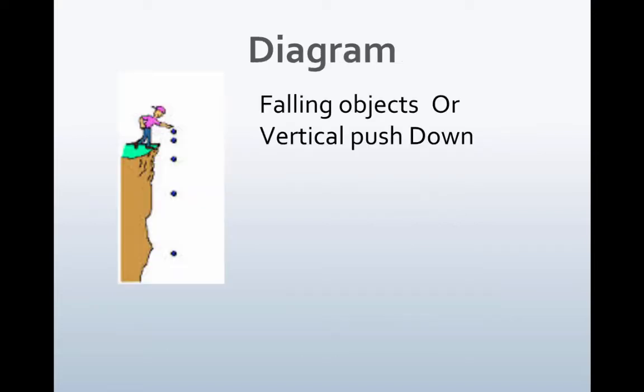So this is the diagram that we'll be using. Notice that the dots do separate more. That does mean it is speeding up. So we have vertical acceleration of negative 9.8. That is whether it is falling, being dropped, or being pushed down.